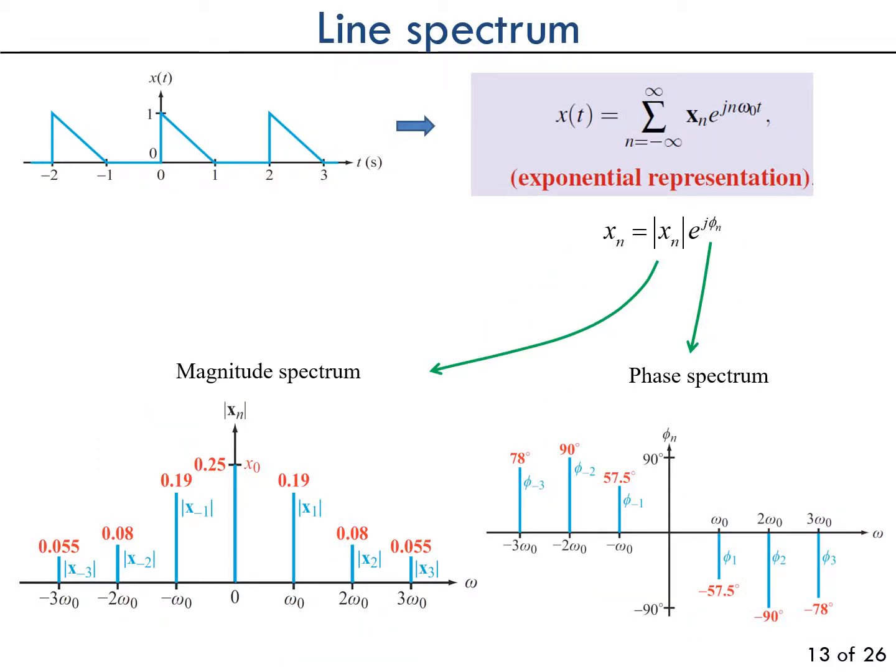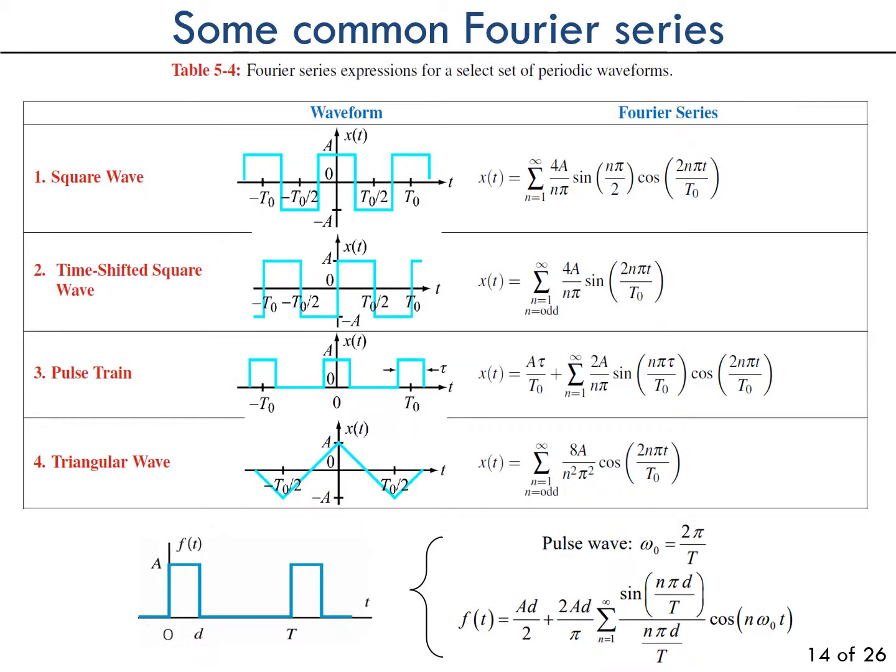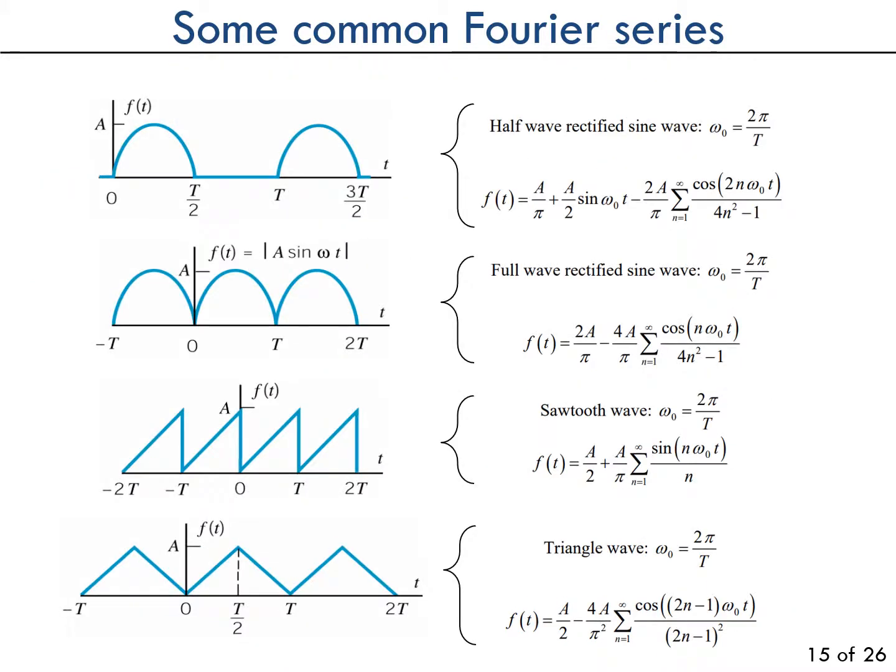Here's the same waveform, but now it's expressed using the exponential representation. And the plots are of the magnitude spectrum and the phase spectrum. Here are some common Fourier series representations. You see it for the square wave, the time-shifted square wave, the pulse train, and triangular wave. And here are a few more for the half wave rectified sine wave, the full wave rectified sine wave, sawtooth wave, and triangle wave.